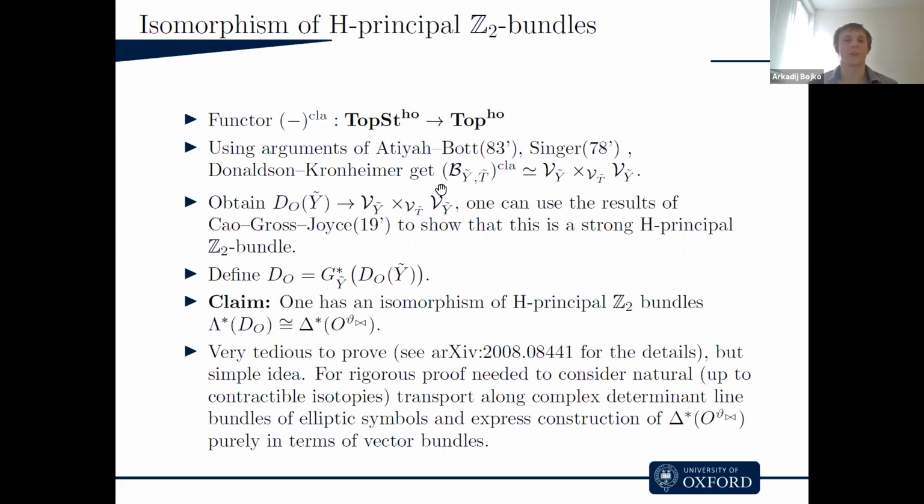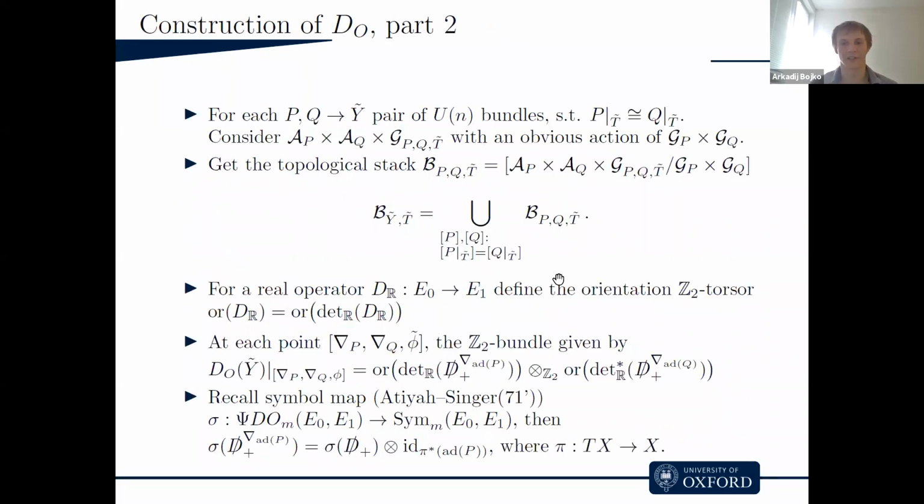Using this, one immediately obtains a Z2 bundle on Y tilde, on this topological space, such that using results from Sauerkraut-Joyce, with some extra effort, one can show that this is a strong H principal Z2 bundle. Now let me go back to one of the things that I skipped.